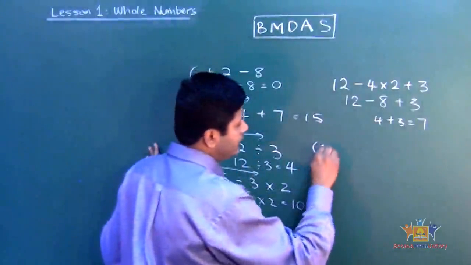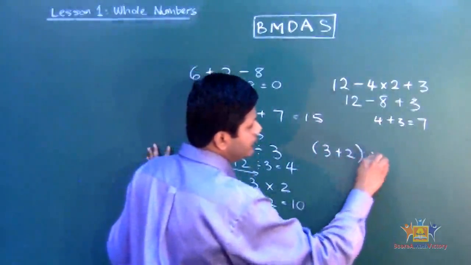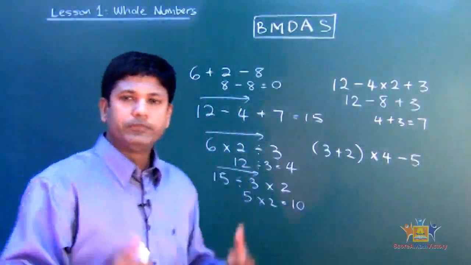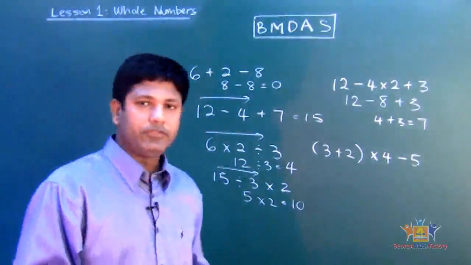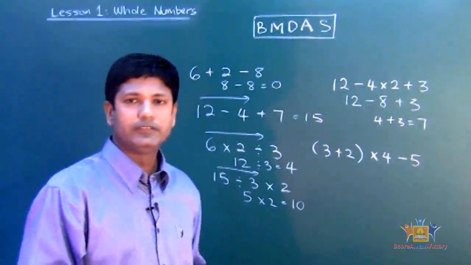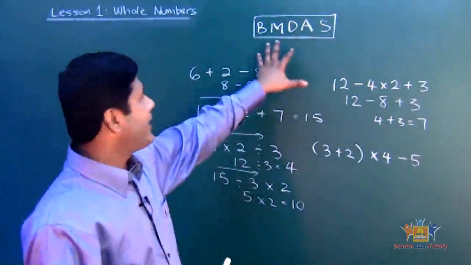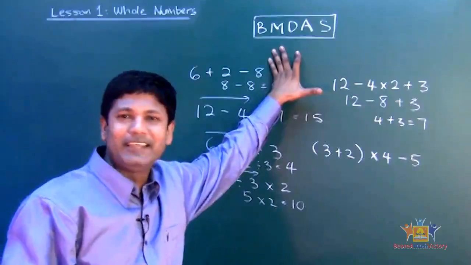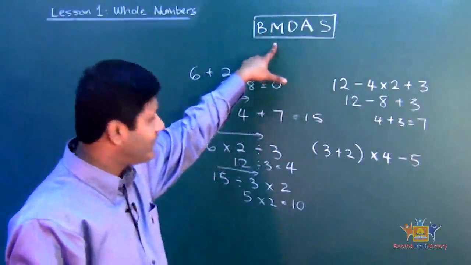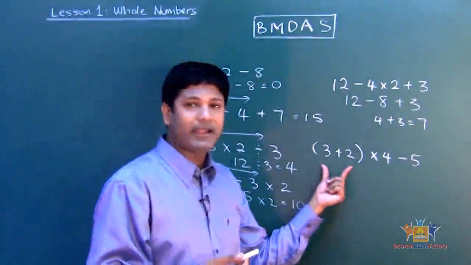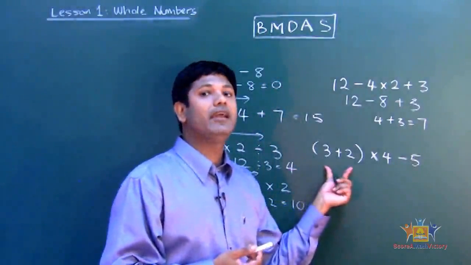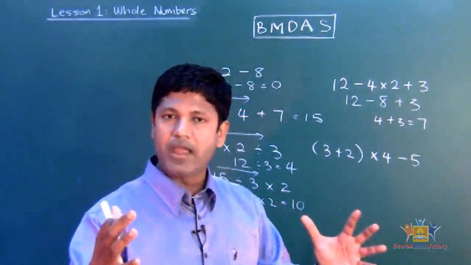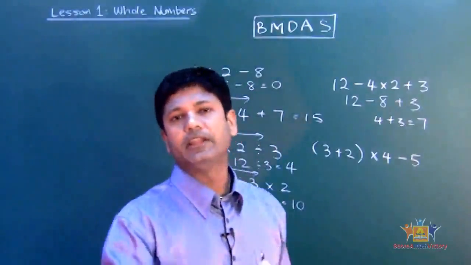Let's say I give you 3 plus 2, times 4 minus 5. So what do we do? Well, Mr. Mac, you said multiplication should go first. No, don't go by that rule. The rule says bracket should come first, not multiplication. Even though there's an addition inside the bracket, it doesn't matter, because the bracket says, I am the top priority. That means whatever is inside the bracket, you solve it first.